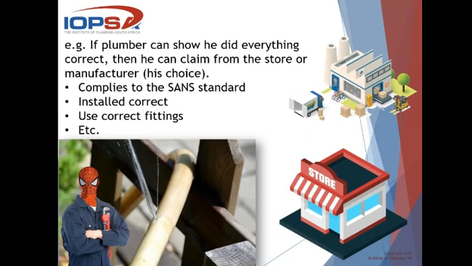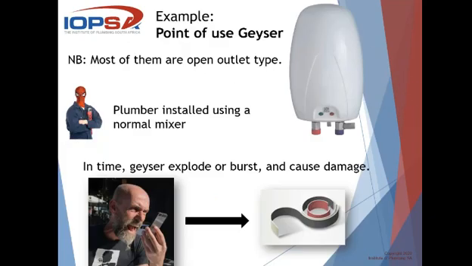Let's use a quick example. Sorry that I have to rush through this. Okay, quick example, point of use geysers. First of all, just for a moment, remember point of use geysers, we know that they are unpressurized. In other words, open outlet, you need a special tap. You cannot use a normal mixer. It has to have that special mixer to make sure that this geyser is not under pressure. That's why I use this one as an example.